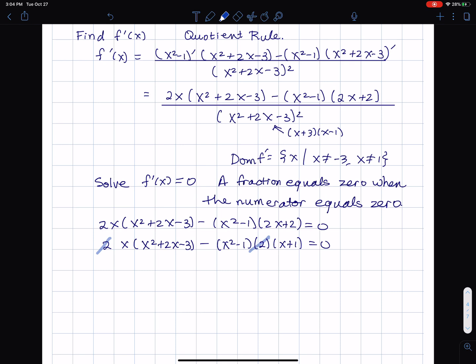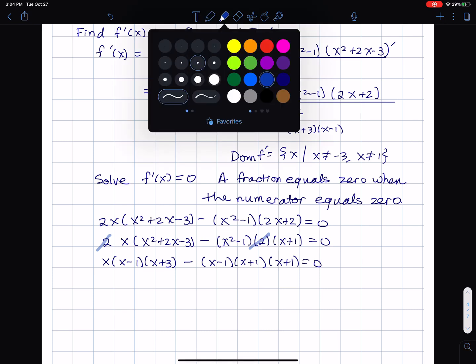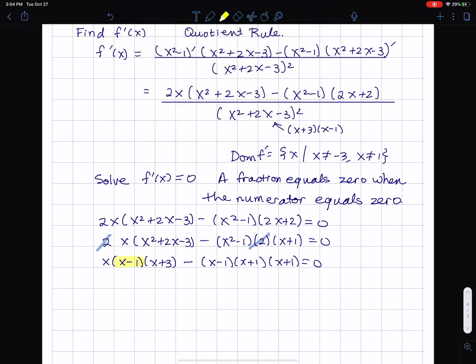What do I get? I get x plus 3, x minus 1. And on the right-hand side, or that other term, do I have x minus 1 as a factor? Yes. Okay, hold on. Let me make this clear. We saw before that x minus 1 times x plus 3 is the factorization of x squared plus 2x minus 3. But we also have x minus 1 times x plus 1 as a factorization of x squared minus 1. So I have both of those as factors, and then I'm going to factor that out.